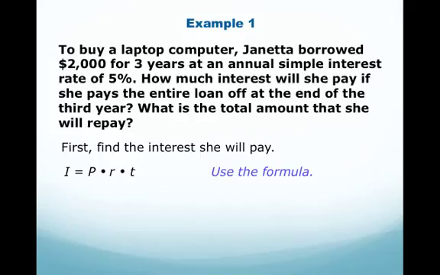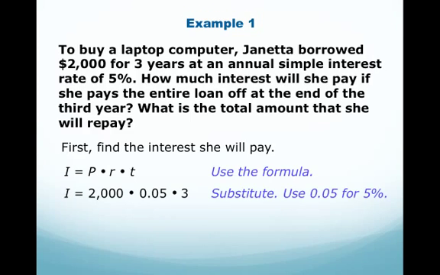In this case, we're solving for the I, which is the interest. The principal is $2,000 because we're borrowing it. The rate is 5%. And the T is 3 years because we're borrowing it for 3 years.